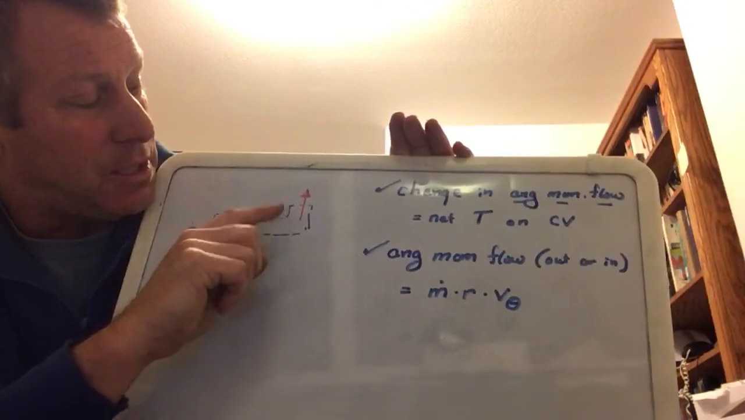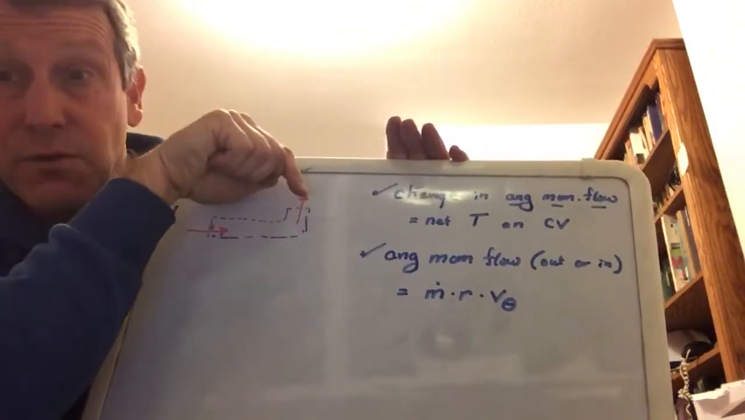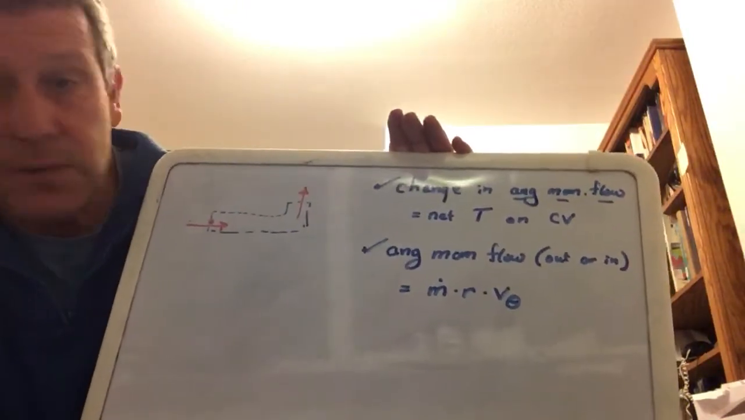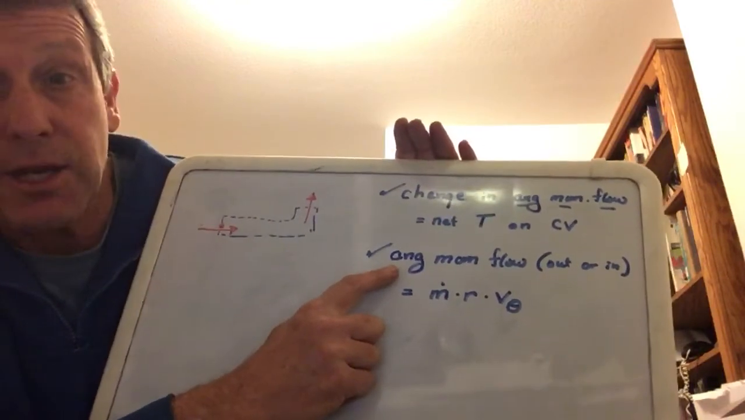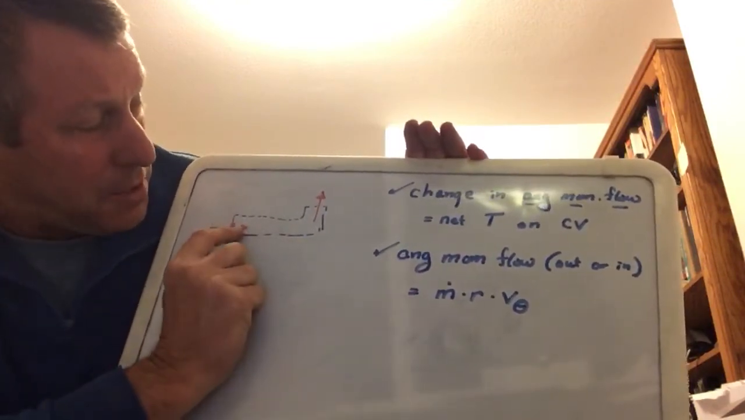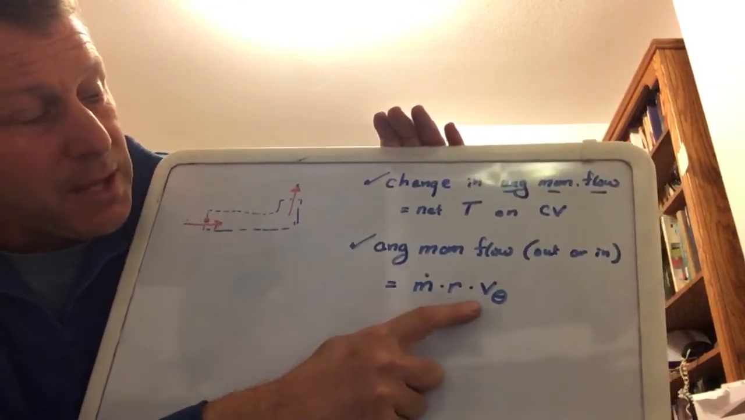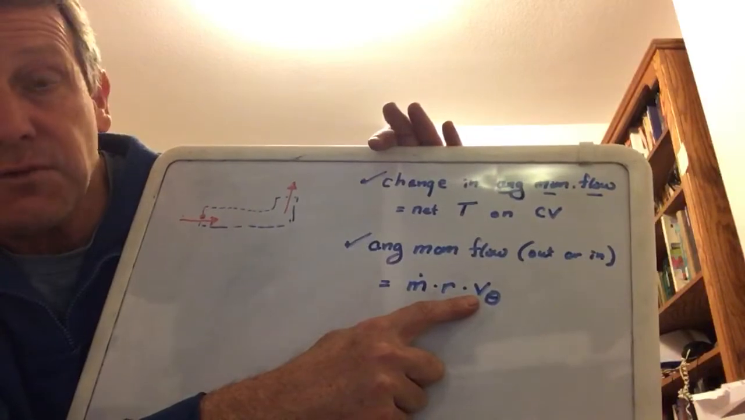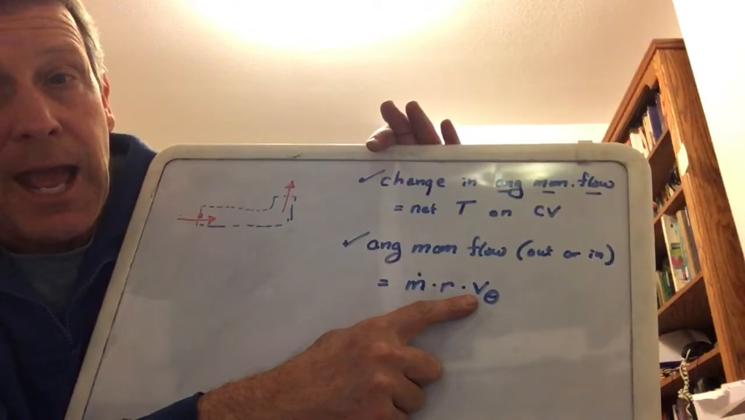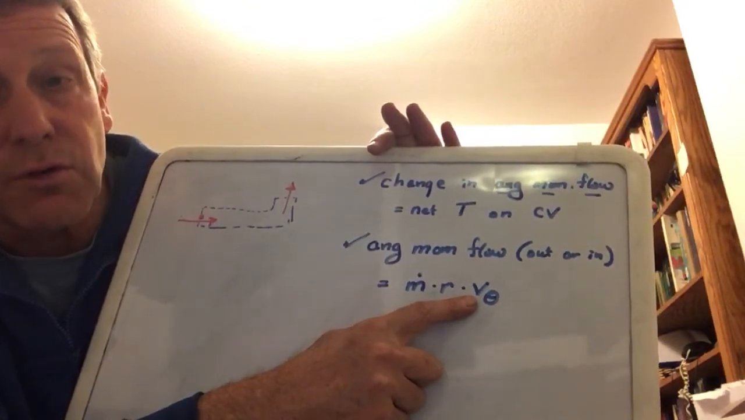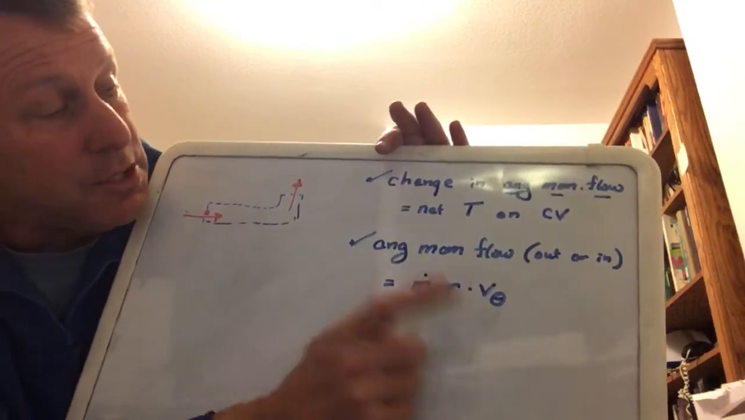By Newton's third law, if there's a force on the fluid this way, there's going to be a force on the pipe the other way. We can get what that torque is by doing this calculation. Just a reminder on how we calculate angular momentum flow at any point, here or here: we take the mass flow rate, the distance from the pivot, and the speed of the fluid perpendicular to the lever arm and relative to the control volume. That second one is a really important idea that I'll come back to later. Okay, so that's a quick review.